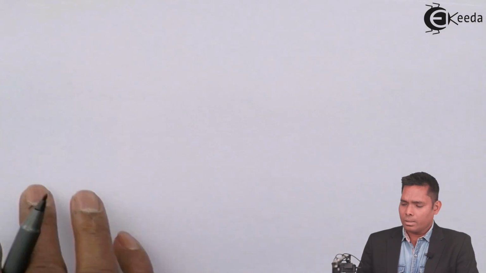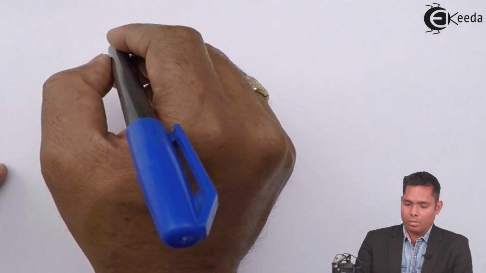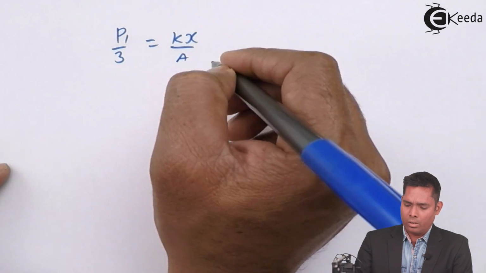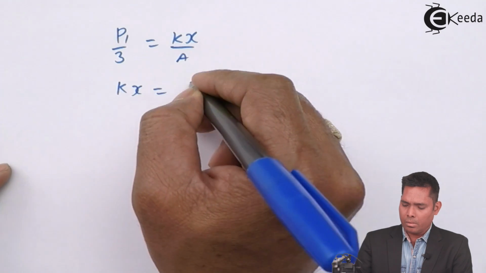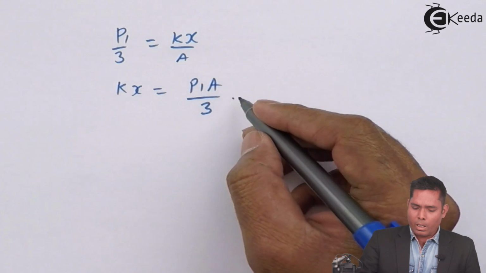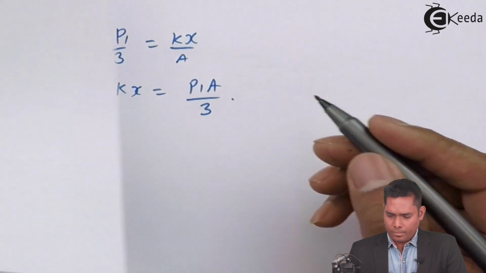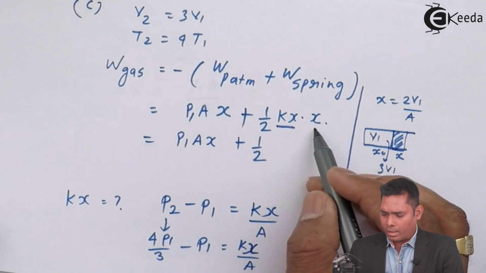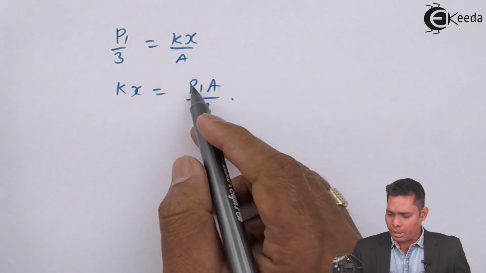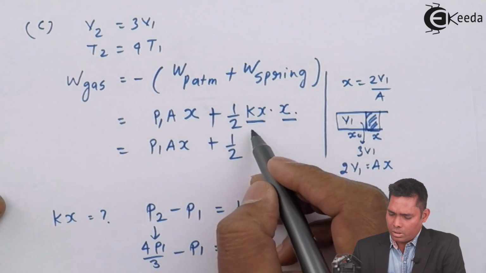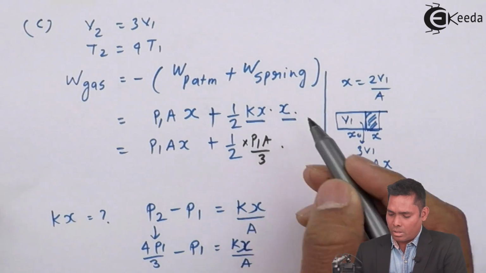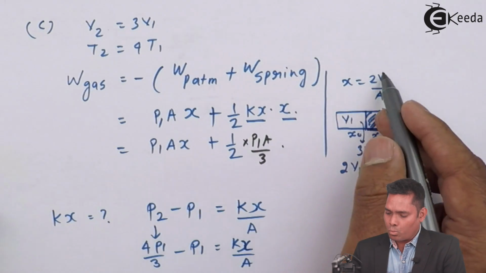Okay, so write P1 by 3 is kx over a. So from here kx is P1a divided by 3. This value of kx that I got here, I'll substitute here and here. The kx I got is P1a by 3, so this is P1a by 3, and this x I got as 2V1 by a.